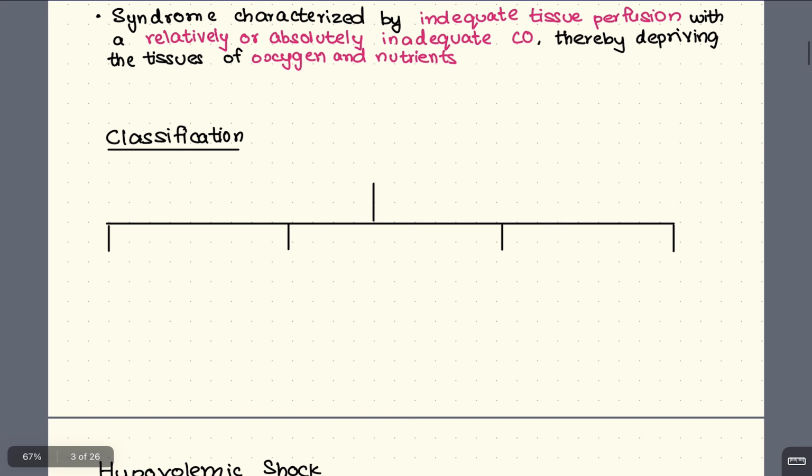Next, the classification of shock. Classification of shock is that it is divided into hypovolemic shock, distributive shock, cardiogenic shock, and obstructive shock. So it is divided into four. Now we'll move on to hypovolemic shock.